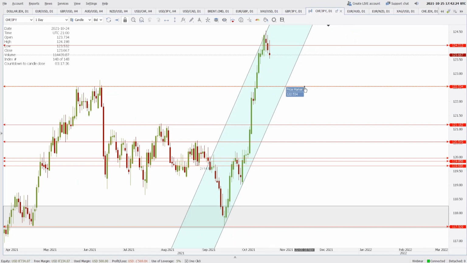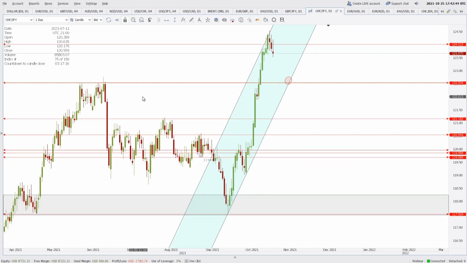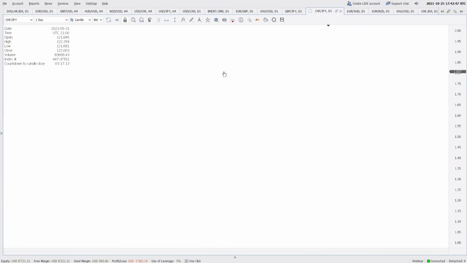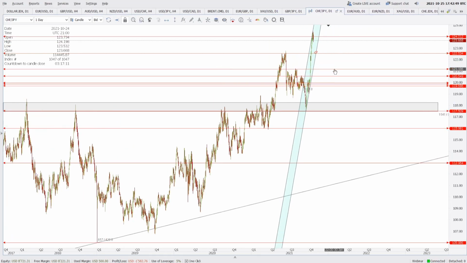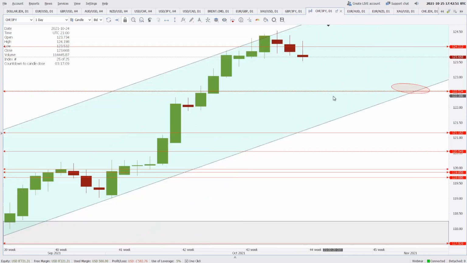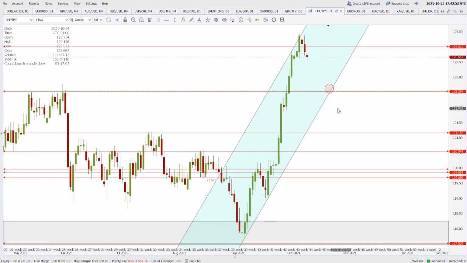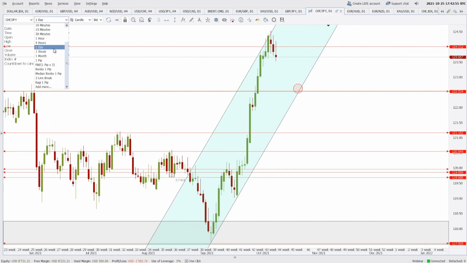122.53 is the support in CHF JPY, and I am expecting the price to drop to at least 122.53 before fresh buyers emerge to push the price higher. Also notice that you can get a buy near this zone, because this is a confluence of two supports: one is this rising channel support line and the second is this horizontal support, the resistance that is broken, which may attract fresh buyers here. So yes, 122.53 may be a very good area of opportunity to go long in this CHF JPY.